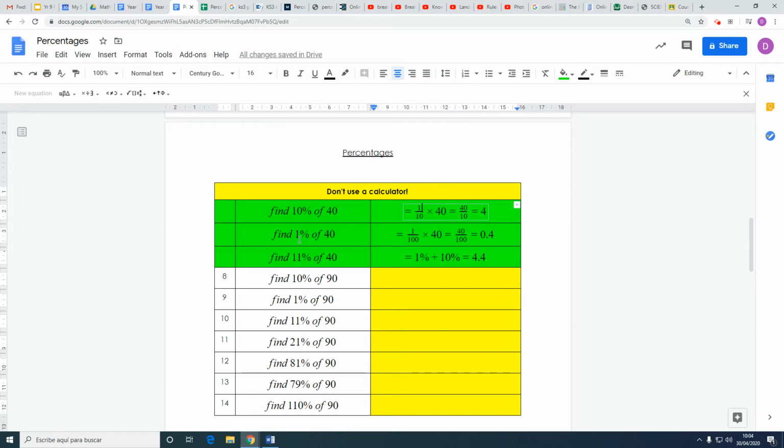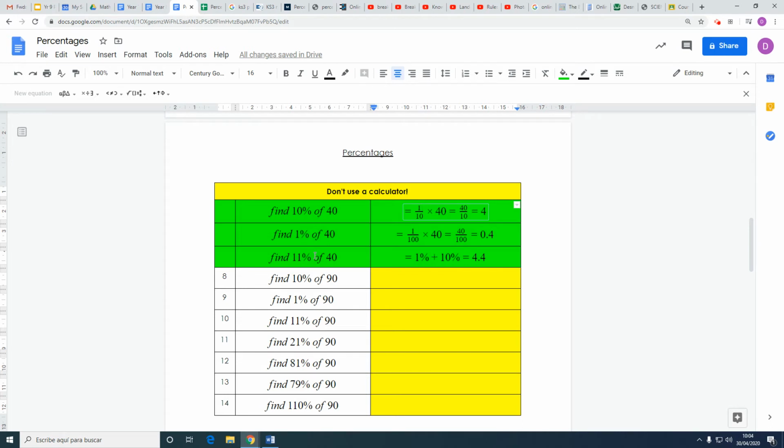In this one, we want 1% of 40. So that's 1 over 100 times 40, it's 40 over 100. Say bye bye to a 0 on the top and a 0 on the bottom. And then we've got 4 divided by 10, which is 0.4.